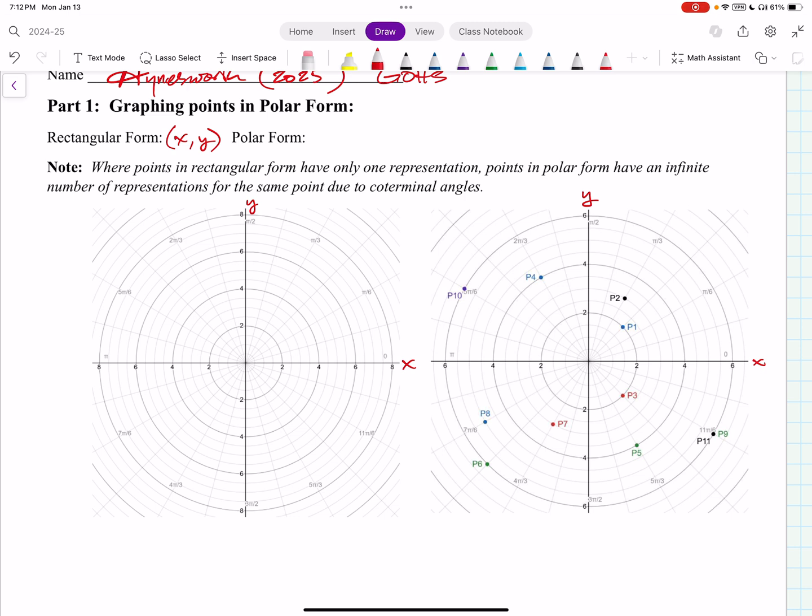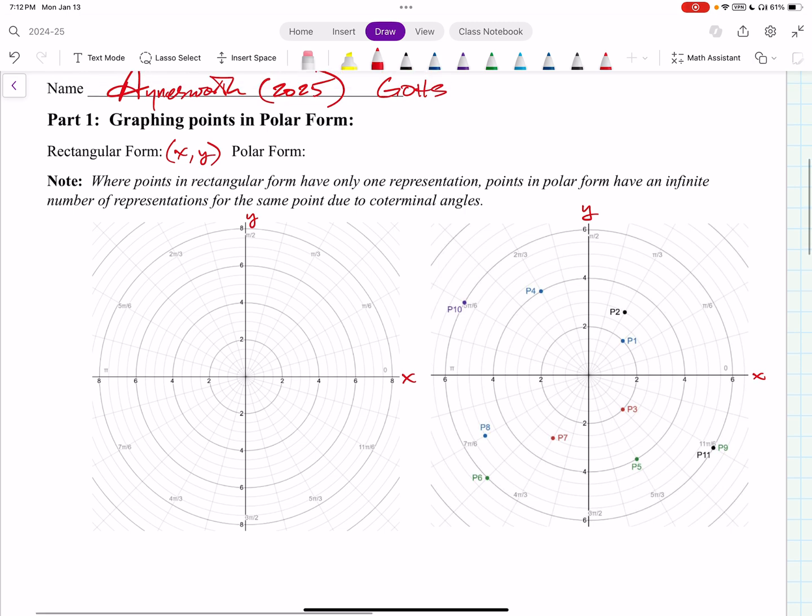The first thing you have to understand is that in polar form, all you need to know is the radius of rotation, the radius, and the angle of rotation, theta. So r is equal to the radius. Basically, that's the circle you're on. And theta here is the angle of rotation.